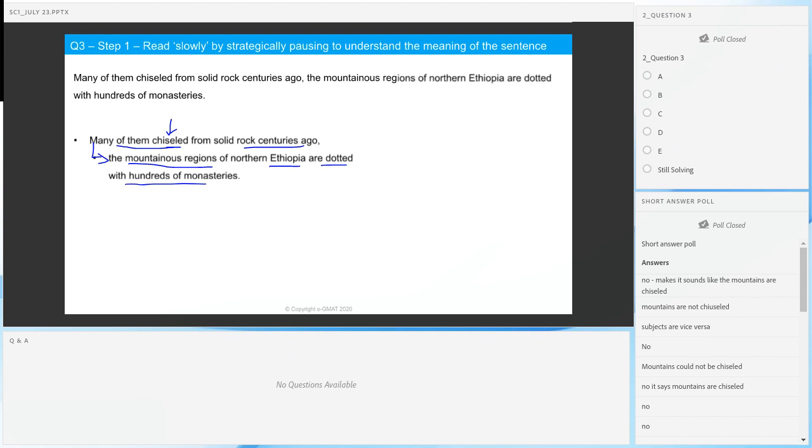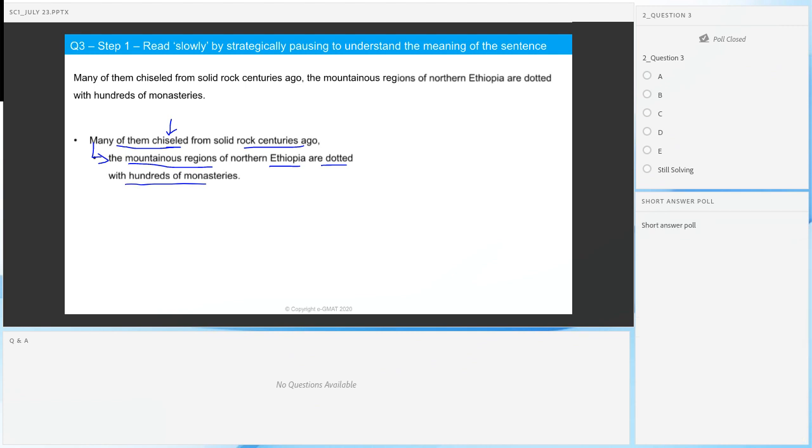So what should it be in the sentence? What is that entity in the sentence that can be chiseled? That's my question to you. Monasteries.